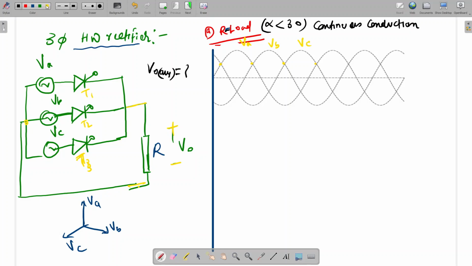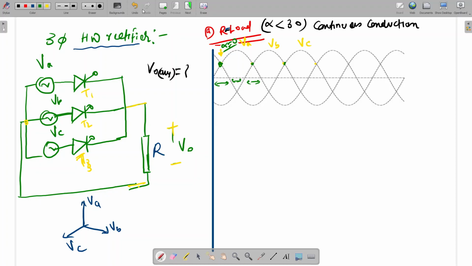And one main thing: this point we are calling alpha equal to 0. This is the reference for alpha. So we will measure alpha from this point. For phase A, this will be alpha equal to 0. For B, this point will be alpha equal to 0. And for C, this point will be alpha equal to 0. So when we trigger T1 at alpha, alpha means here to here. Let's say this is alpha, and this is 60 degrees, 60 degrees, and 60 degrees, for one half cycle.